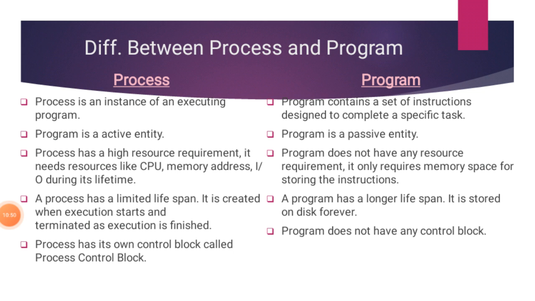Now the last one. A process has a control block, that is the PCB, the process control block, and a program does not have any control block like a PCB. The process has the control block called PCB, and a program does not have any control block.